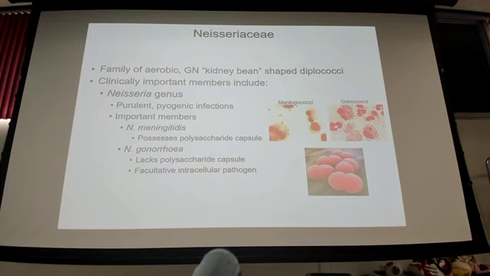Members of Neisseria: Neisseria meningitidis and Neisseria gonorrhoeae. These are gram-negative diplococci. Which of those species has a polysaccharide capsule? Meningitidis. Do we have a vaccine against Neisseria meningitidis? We do, definitely. And it is against those different capsules that are associated with Neisseria meningitidis.